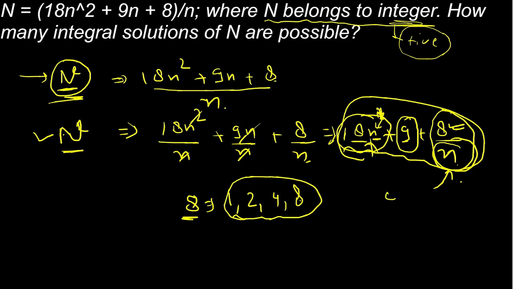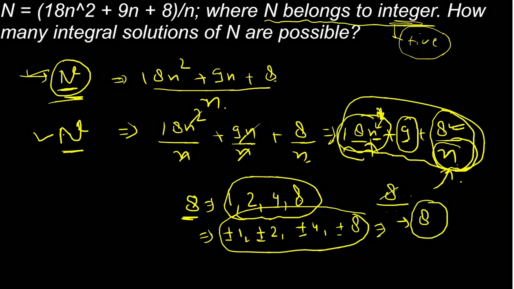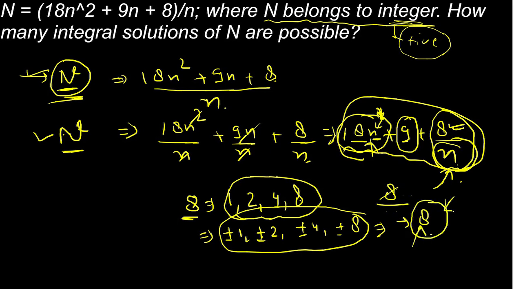Like 8 upon 1 is 8, 8 upon 2 is 4, 8 upon 4 is 2, and 8 upon 8 is 1. If there was a constraint that it should be a positive number, then you would have to see whether you can put negative values or not. But if not, then it could be plus minus 1, plus minus 2, plus minus 4 and plus minus 8. So these are the values you can use in place of n. So there are 8 possible values that make this expression an integer.